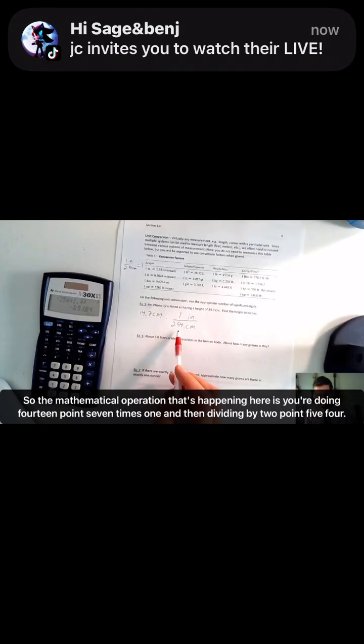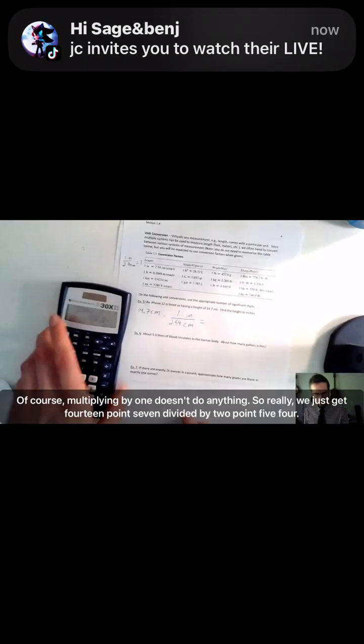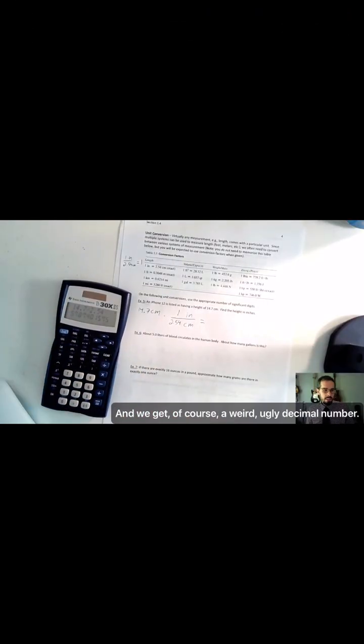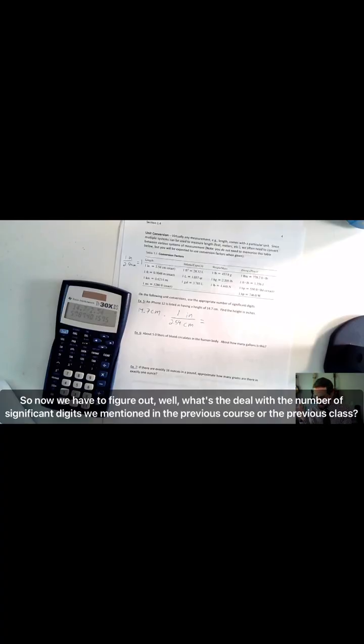14.7 times 1, and then dividing by 2.54. Well, of course, multiplying by 1 doesn't do anything, so really we just get 14.7 divided by 2.54, and we get, of course, a weird, ugly decimal number. So now we have to figure out, well, what's the deal with the number of significant digits?